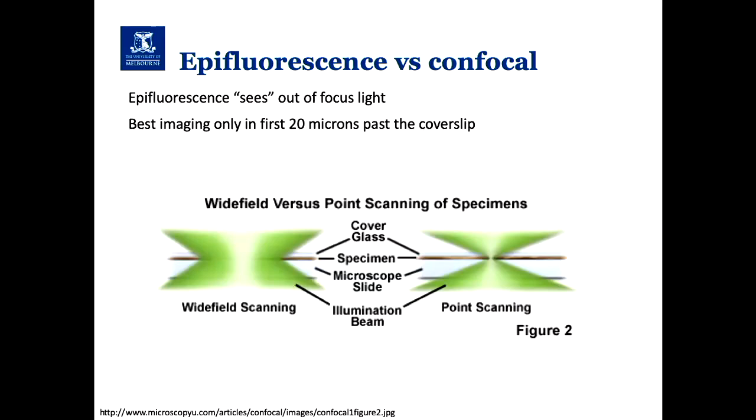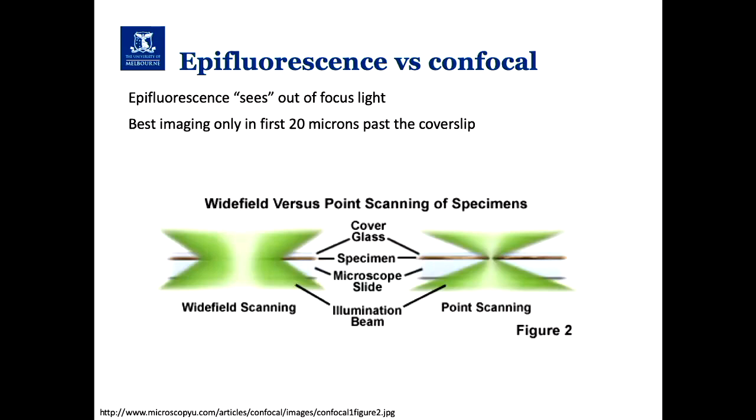If you remember back to that first image where I had the epifluorescence image versus the confocal image, the epifluorescence image was quite fuzzy, whereas the confocal image was very, very sharp. And that's because in the wide field mode, you're illuminating everything above and below the focal plane. So it can get a little bit fuzzy on thicker samples. On epifluorescence systems, your best imaging is only going to be in the first 20 microns past the cover slip. Once you start going further than that, you're going to hit a whole heap of aberrations and problems that's going to make your imaging quite tricky.